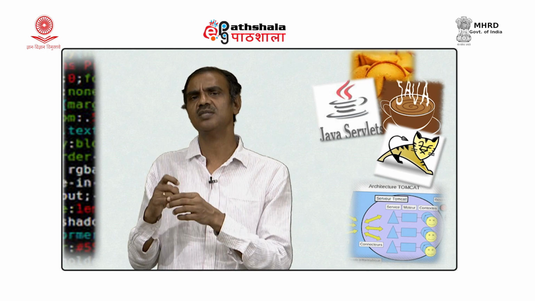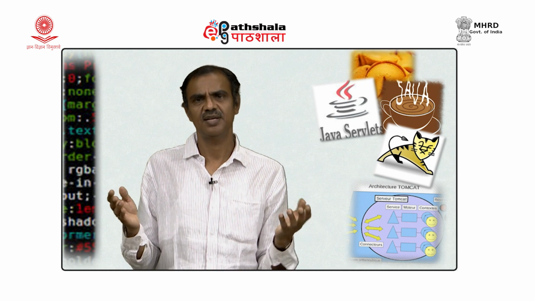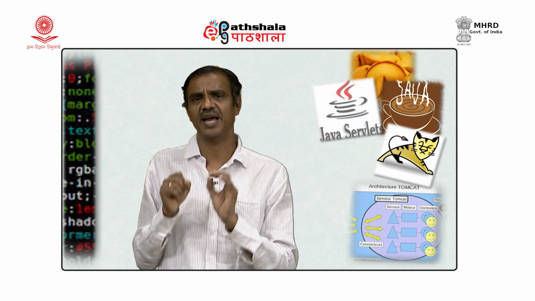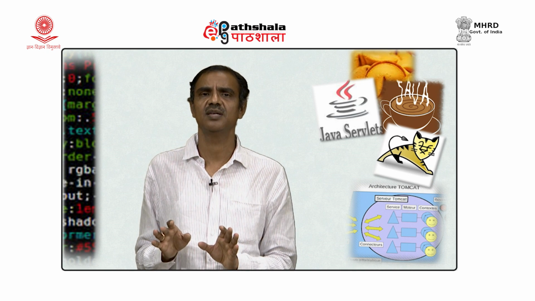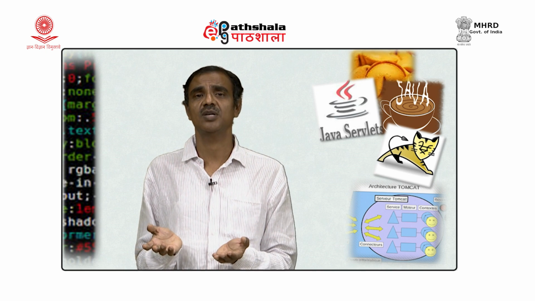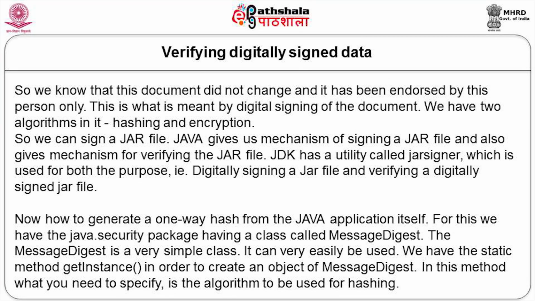If that matches the one-way hash of the entire document, then yes, this document did not change, and yes, it has been endorsed by this person only. Fine. So, this is exactly what digital signing is about. Digital signing means we have two algorithms, hashing and encryption, encryption of the hashed value and keeping that along with the document.